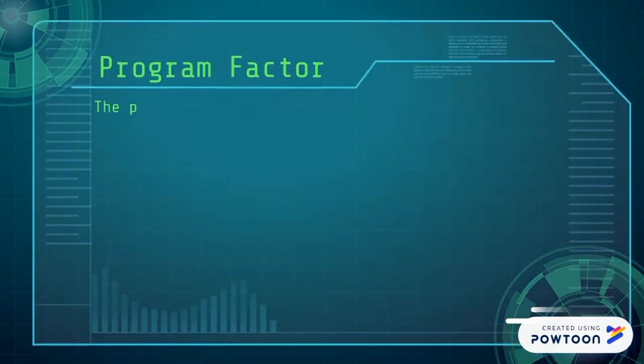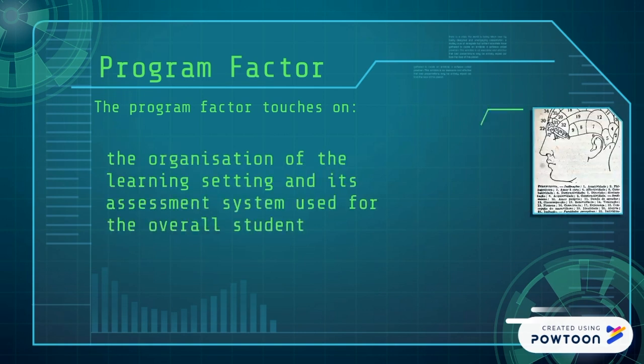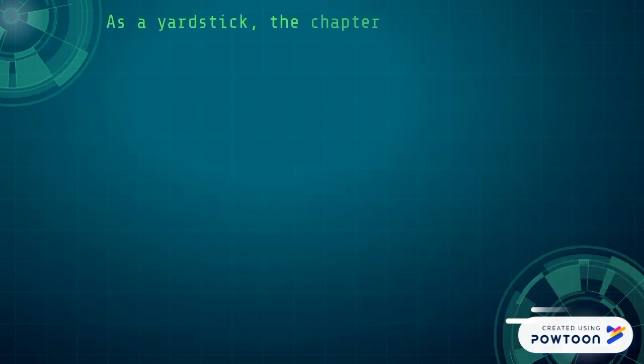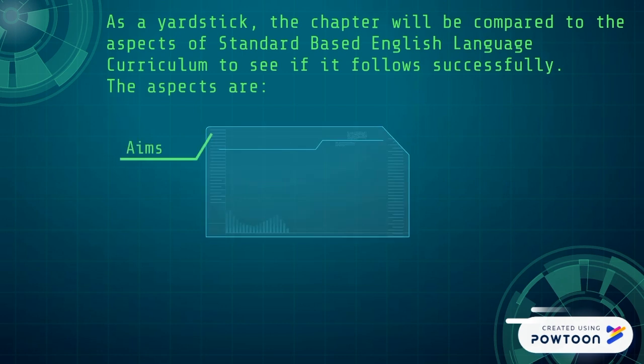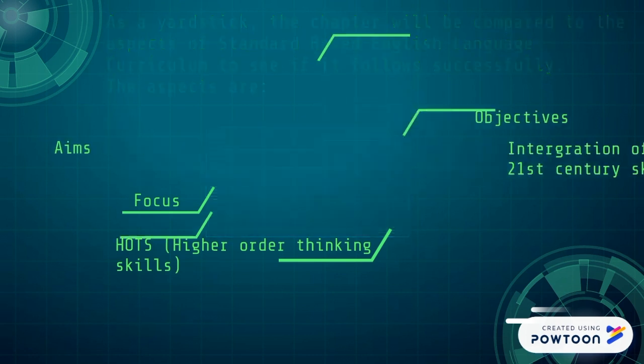The program factor touches on the organization of the learning settings and the assessment system used for the overall student education or learning and teaching settings. As a yardstick, the chapter will be compared to the aspects of the standard-based English language curriculum to see if it follows successfully. The aspects are aims, objectives, focus, integration of the 21st century skills, and higher order thinking skills or HOTS.